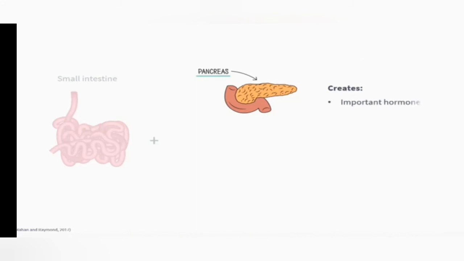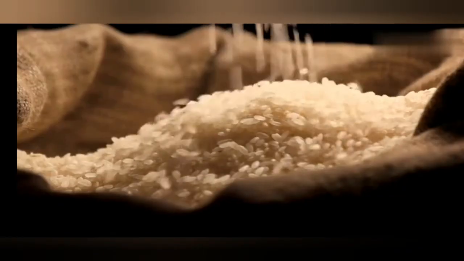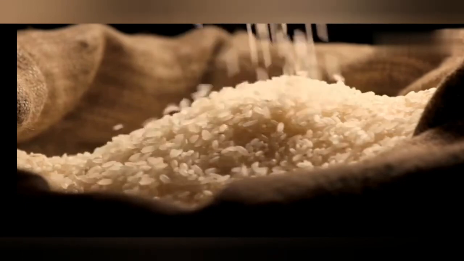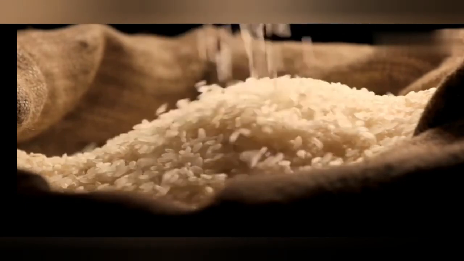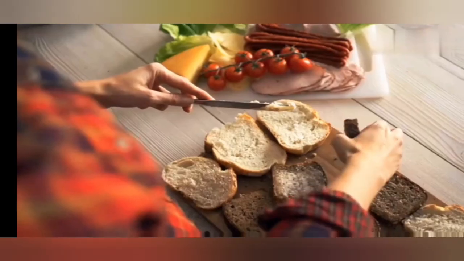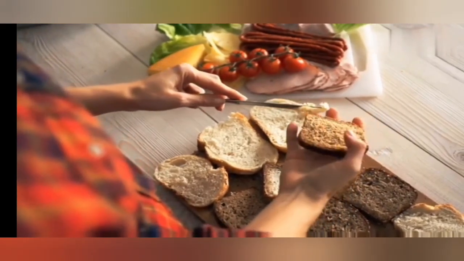So we come to the point of the auxiliary organs, which are the small intestine, pancreas, and more. Pancreas secretes important hormones like insulin. So let's begin with some very important, very basic topics from food and nutrition. We need to understand the relationship of nutrition and food with health.